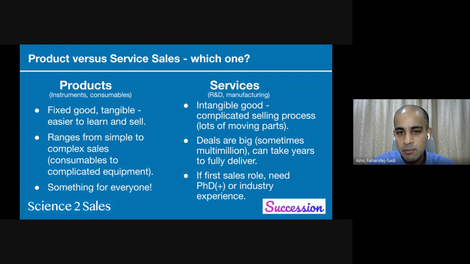And so these deals are typically big, like we're talking multi-million-dollar. And not only that, but it takes years to fully deliver, right? Some of these clinical trials take years to complete and they need clinical trial material the whole time. So you're going to have to be manufacturing doses the whole time. So for these sorts of roles, if it's your first sales or BD role, typically you need a PhD or industry experience that lines up directly with that specific service role.